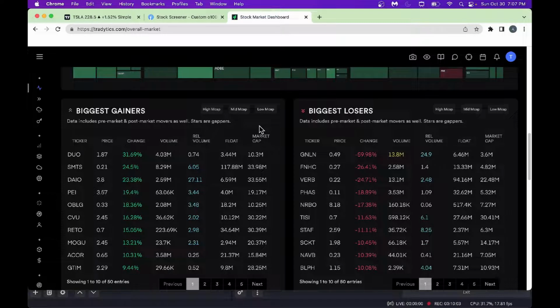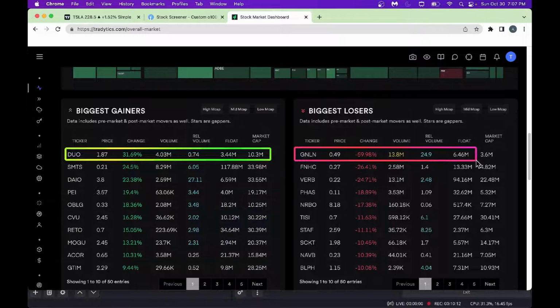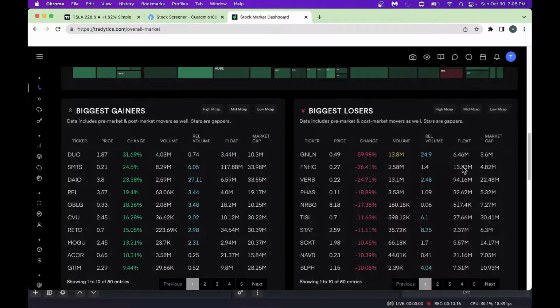We've got Duolingo. It's about learning languages, and it did very well. And you've got a stock here like GNLN, which tanked big time, as you can see here. So that's a good snapshot here.